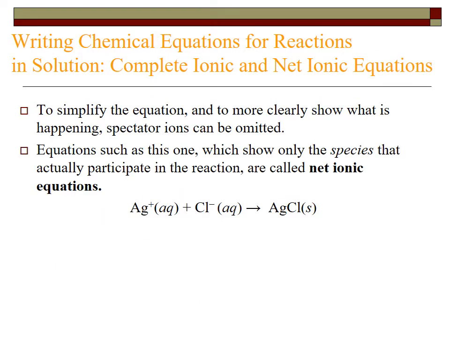So to simplify the equation and to more clearly show what is happening, the spectator ions can be omitted. Equations such as the one below, which show only the species that actually participate in the reaction, are called the net ionic equation. So in this particular reaction, I took out the spectator ions that were on either side of the equation. Why? Because I wanted to know what the net ionic equation was.